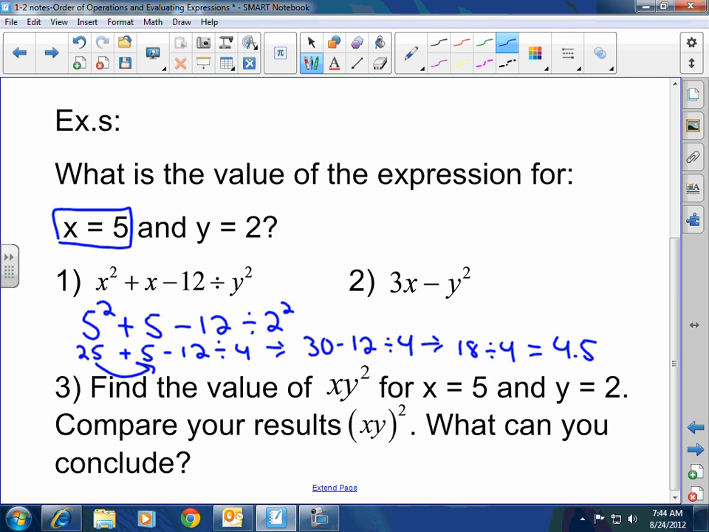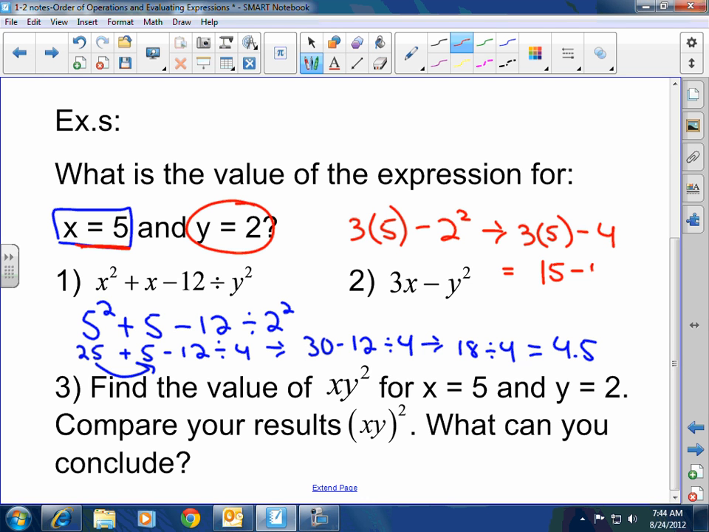Okay. Let's look at example 2 now. 3 times x, well, x is 5, minus y, which is 2 squared. So follow order of operations. Exponents before you multiply or divide or add or subtract. So I've got 3 times 5 minus 4, which is going to equal 15 minus 4, which is going to equal 11.